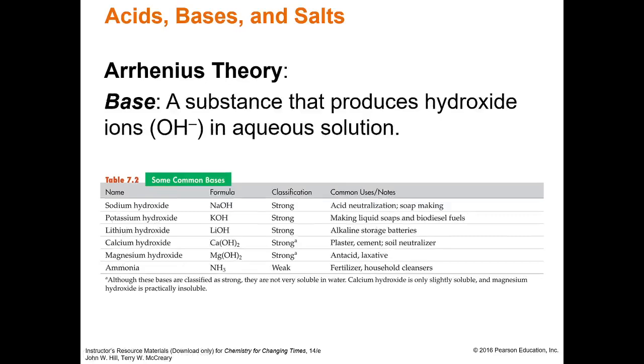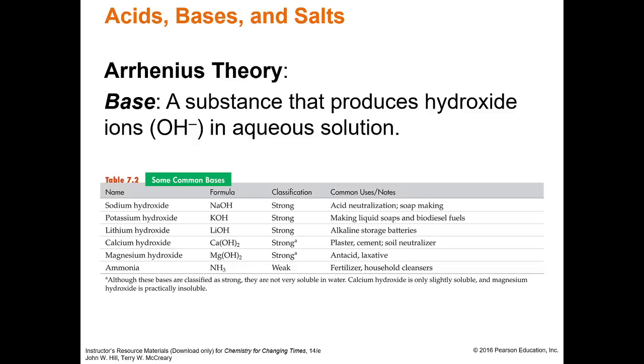Okay, so the Arrhenius theory bases are going to be substances that produce hydroxide ions, which are OH- ions in aqueous solution. So if you were to add a base in the solution, it's going to make OH- in that solution. And here's some different examples of that. Here we have sodium hydroxide and potassium hydroxide.